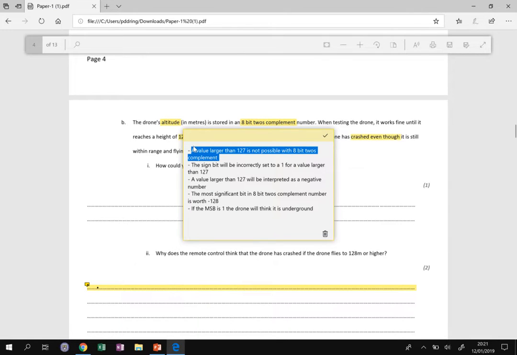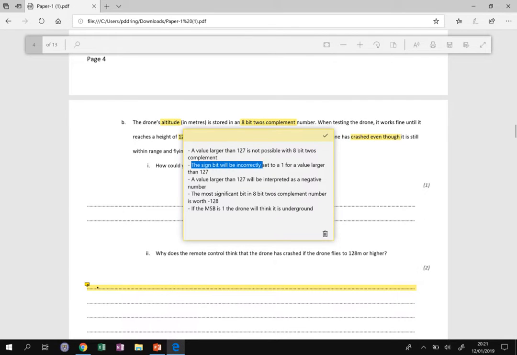So how can we represent that in a way that would get you the marks in an exam? And I do think this is a mean question. I don't think you'd get something like this, well, I hope you wouldn't in the summer exam, but it's worth going through so that we understand how 2's complement works. So a value larger than 127 is not possible with 8-bit 2's complement.